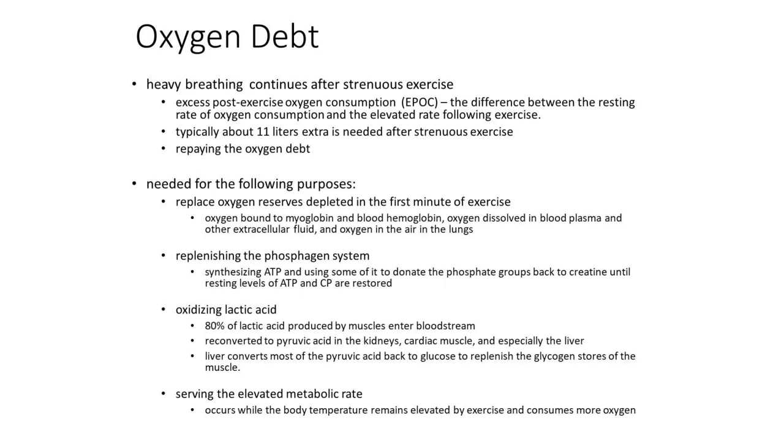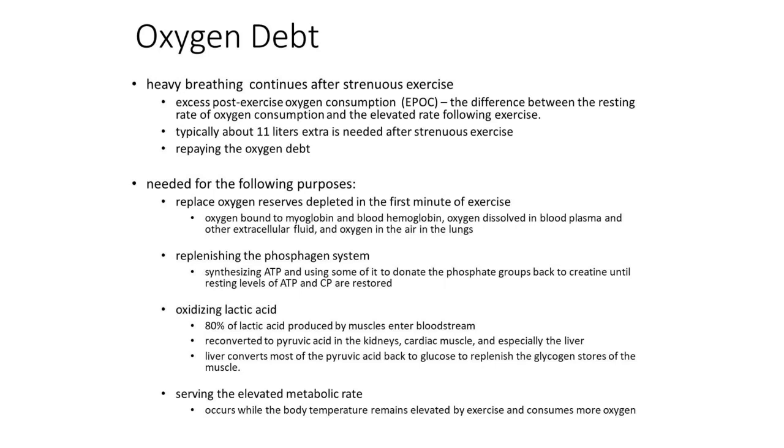It is needed for the following purposes. It replaces oxygen reserves depleted in the first minute of exercise. Oxygen is bound to myoglobin and blood hemoglobin, and oxygen is dissolved in the blood plasma and other extracellular fluid. And there is oxygen in the air in the lungs. You have to replenish the phosphagen system. This is the synthesizing of ATP and using some of it to donate the phosphate groups back to creatine until the resting levels of ATP and CP are restored.